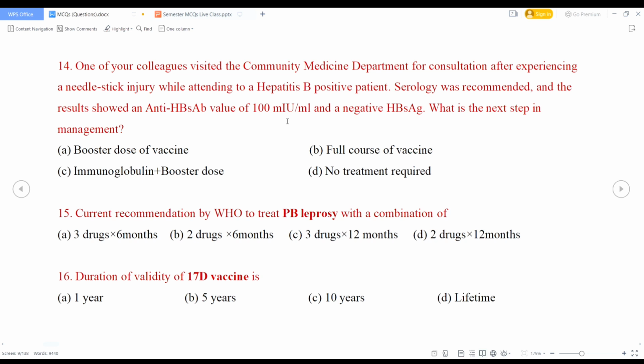Please read the question carefully. One of your colleagues visited the community medicine department for consultation after experiencing a needle-stick injury while attending to a hepatitis B positive patient. Serology was recommended and the results showed anti-HBs antibody value of 100 and a negative HBs antigen. What is the next step in the management? Please try to answer the question.